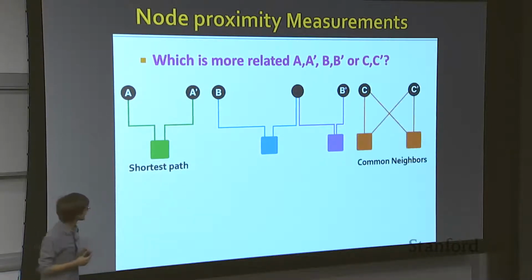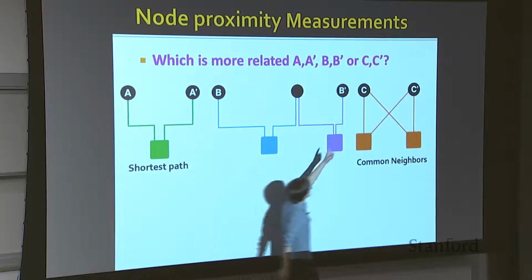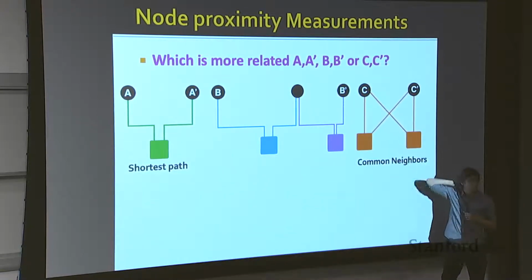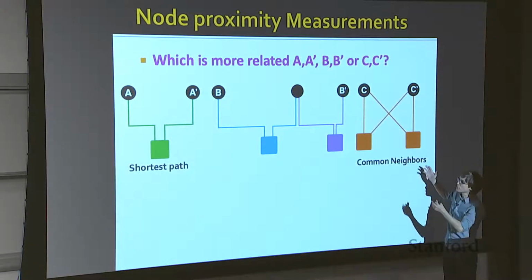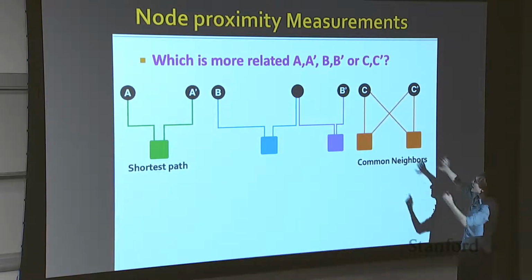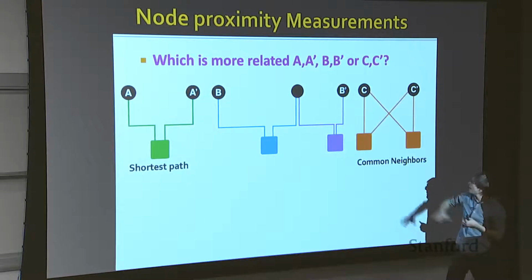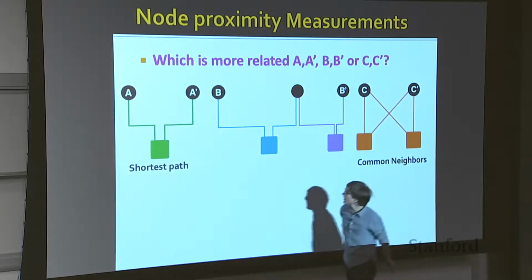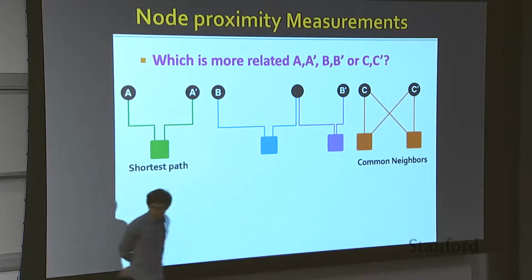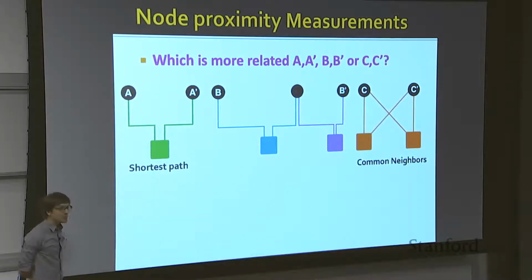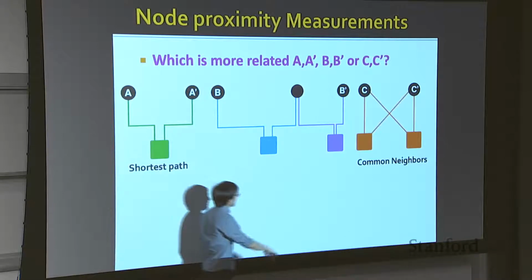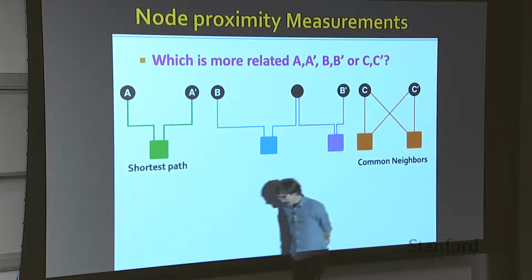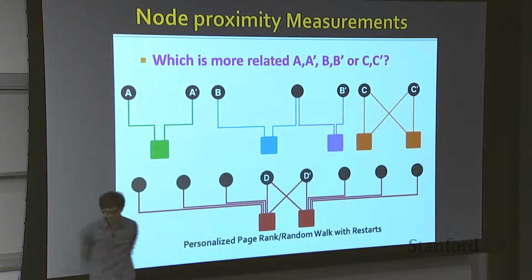Here's a counterexample where you say, how about now items C and C prime? They have 2 users who, let's say, bought both items, right? So who's now more related, A and A prime or C and C prime? And because they have more in common, it should be C and C prime that are more related than A and A prime. But so you could say the number of common neighbors, the number of common users, tells me how related 2 items are. And here's an example where this doesn't work, right?